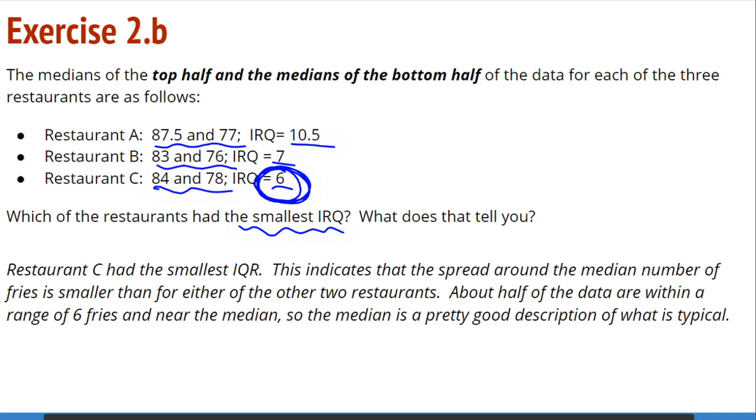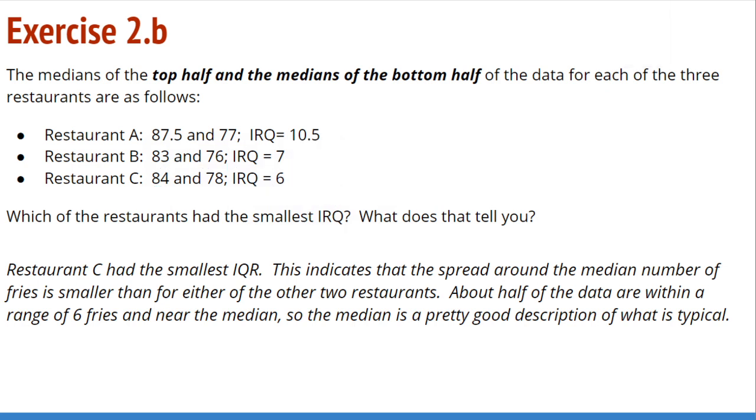What that tells us is that the data is less spread out around the median. It indicates the spread around the median number of fries is smaller than for either of the other two restaurants. About half of the data are within a range of 6 fries near the median. So the median is a pretty good description of what is typical. A lower interquartile range is going to tell us that the data has less variability.